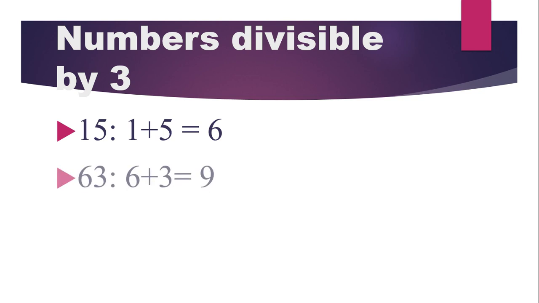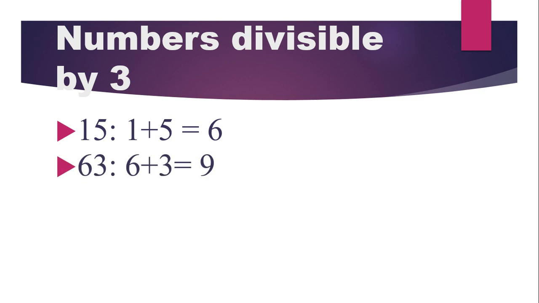Let's take the next example. Look at the number 63. How do we know whether 63 is divisible by 3? Okay, we add the digits. 63 is a two-digit number, so we add the digits together. We say 6 plus 3. 6 plus 3 gives us 9. And 9 is exactly divisible by 3. 9 is a multiple of 3. That tells us that 63 is divisible by 3.